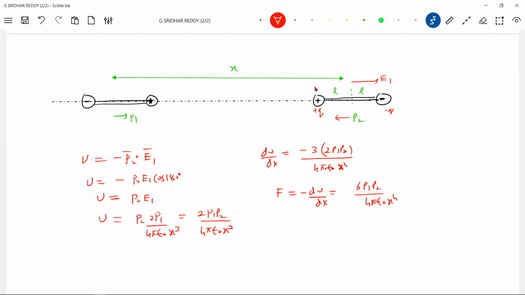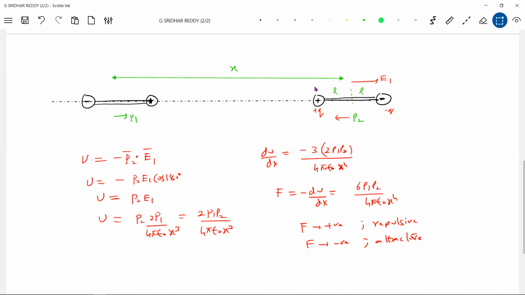I got F directly positive. What do you mean by that? If F is positive, it will be repulsive. If F is negative, it will be attractive. So these dipoles will exert a repulsive force on each other. This equation is applicable only for conservative fields. I am making a very strict condition.